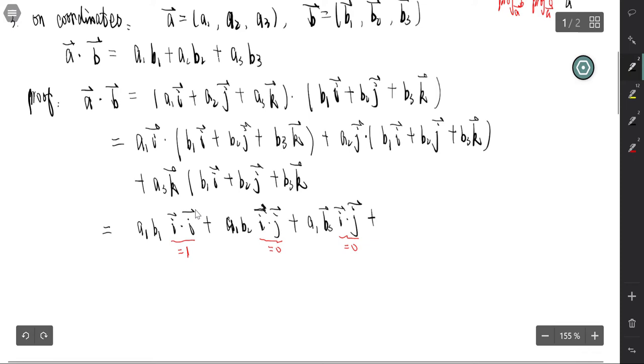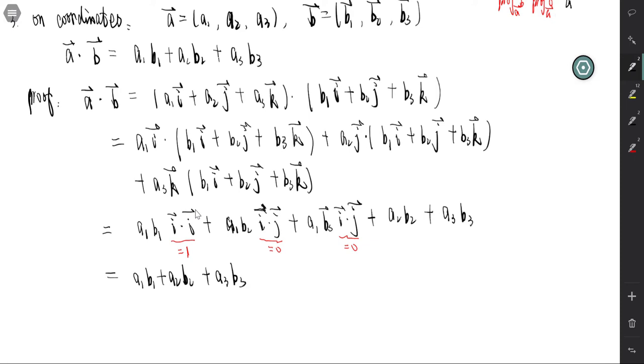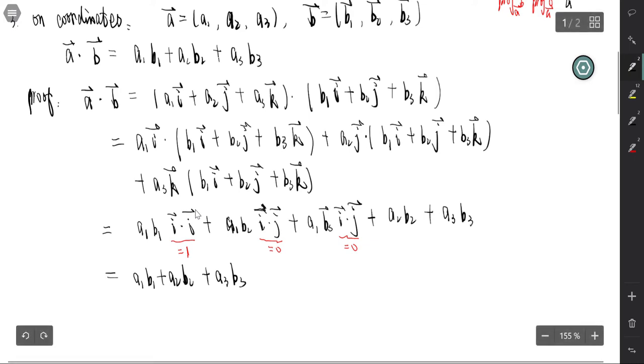And similarly, we get the second part as A2 B2, because j dot i equals 0 and j dot k equals 0. And the third part is A3 times B3. So that's actually A1 B1 plus A2 B2 plus A3 B3. That's the formula for the dot product in coordinates.